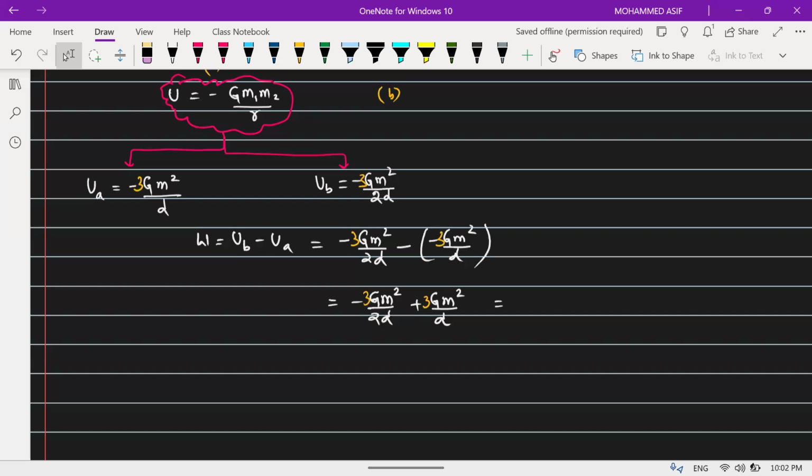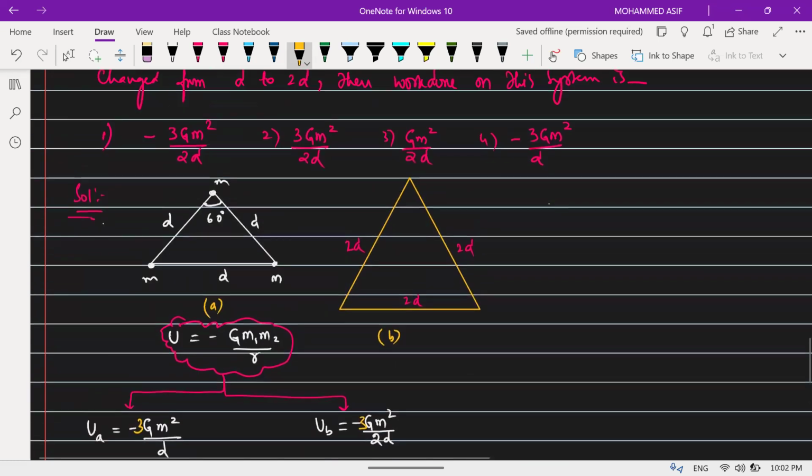Minus of your 3g m square divided by d is initial, and final will be equal to minus of 3g into m square divided by 2d. So if I simplify this one, how much am I getting right now? 3 times of your g into your m square divided by d. This will be the answer. How many of you got this one?